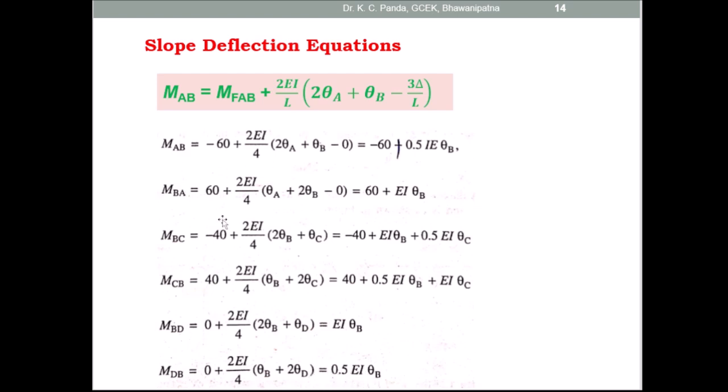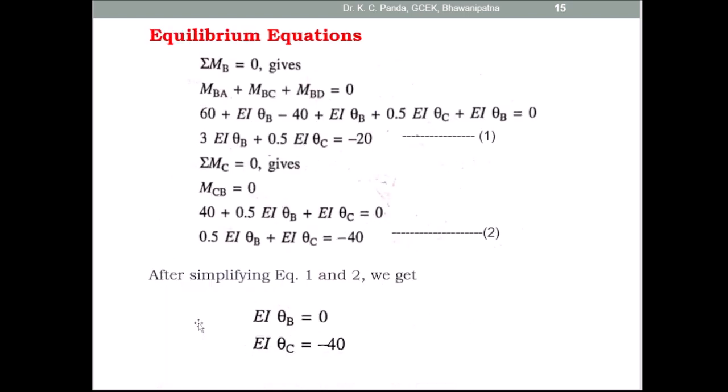So these are the slope deflection equations, and these are the equilibrium equations. Summation of moment at B is equal to 0: MBA plus MBC plus MBD is equal to 0. Put the values of MBA, MBC and MBD in the equilibrium equation and get equation 1.